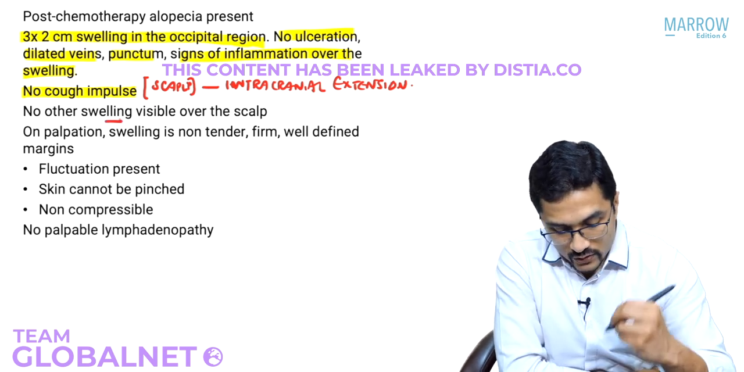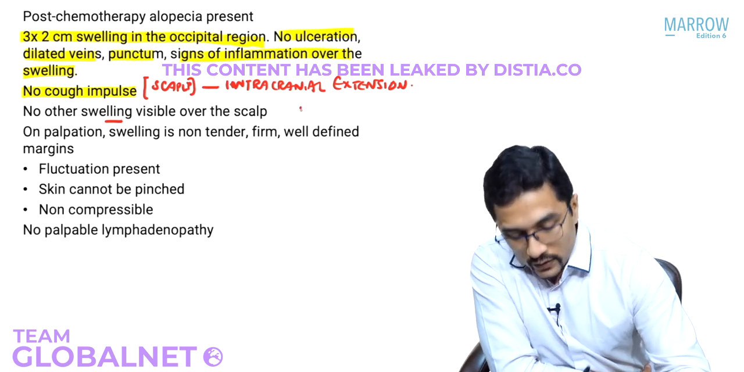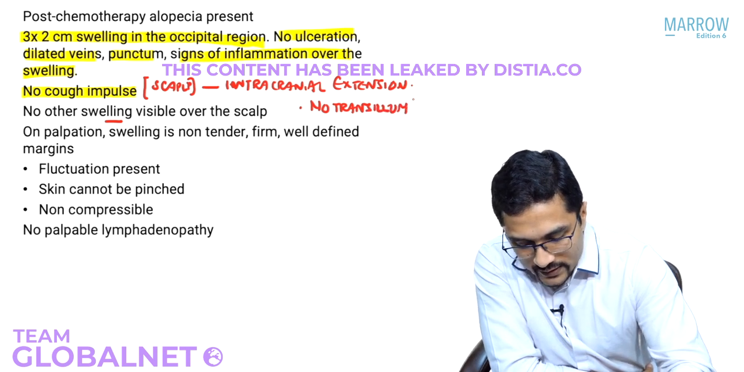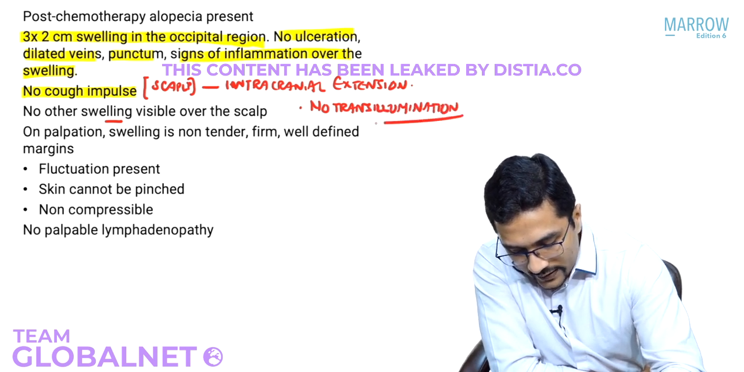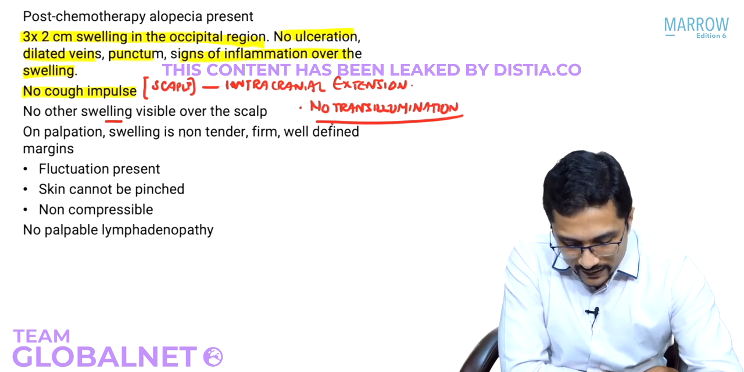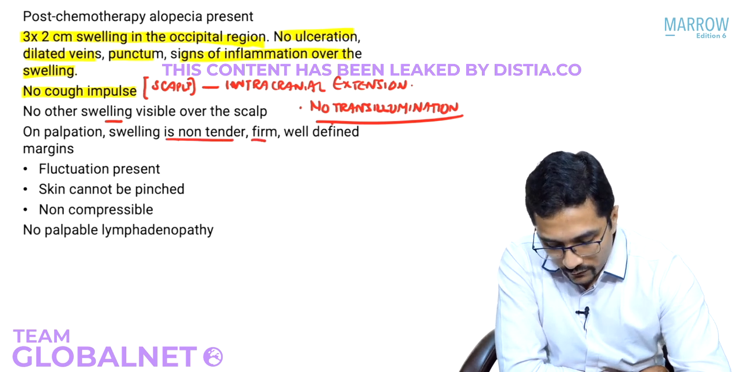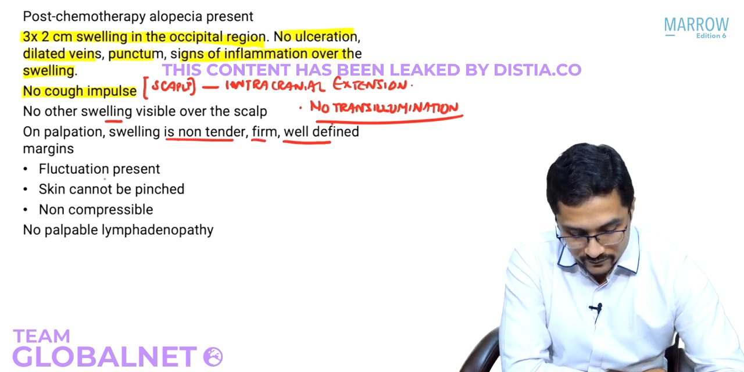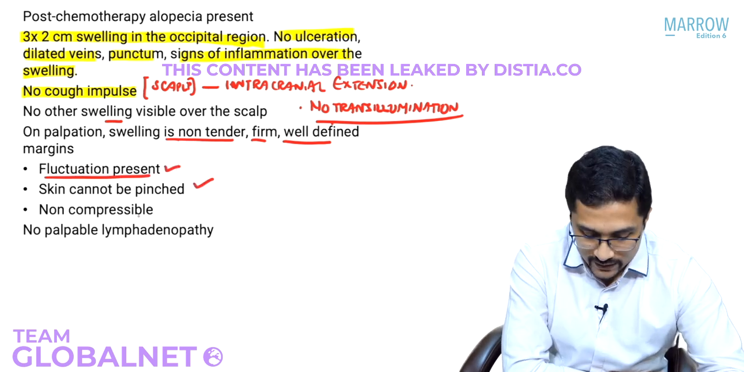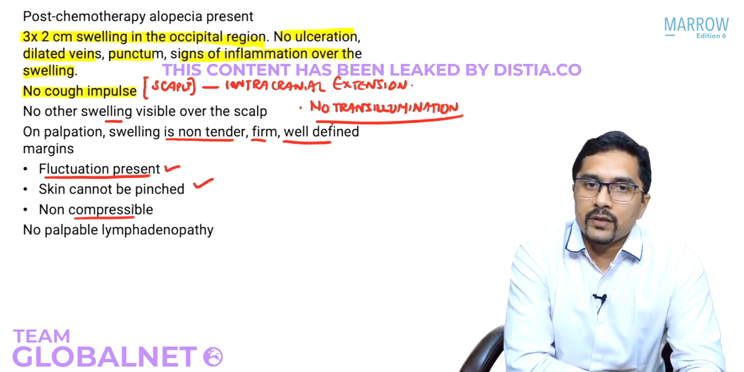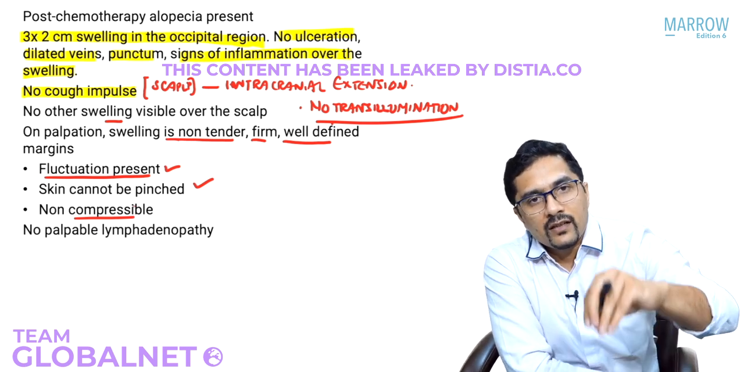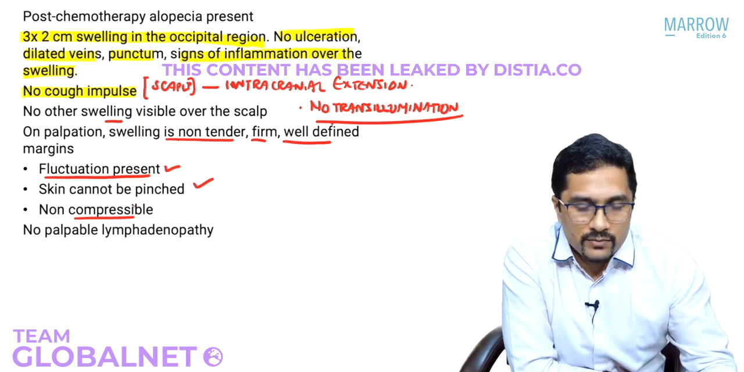Okay. The swelling also, one more thing which you should know, that no transillumination was there. If it was a meningocele, then transillumination will be present. No transillumination here. On palpation, the swelling was non-tender, firm, well-defined margins were there. Fluctuation I demonstrated to you, it was present, skin could not be pinched, and it was a non-compressible swelling. Again, if it's a meningocele which is communicating with the brain inside, that can be compressible.